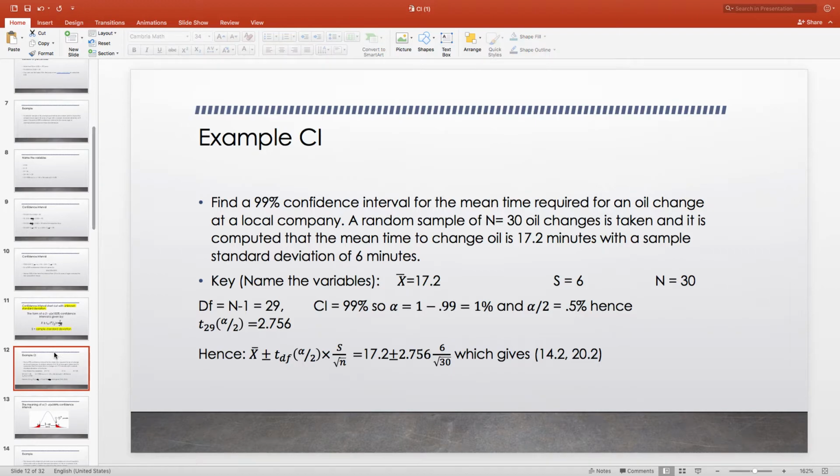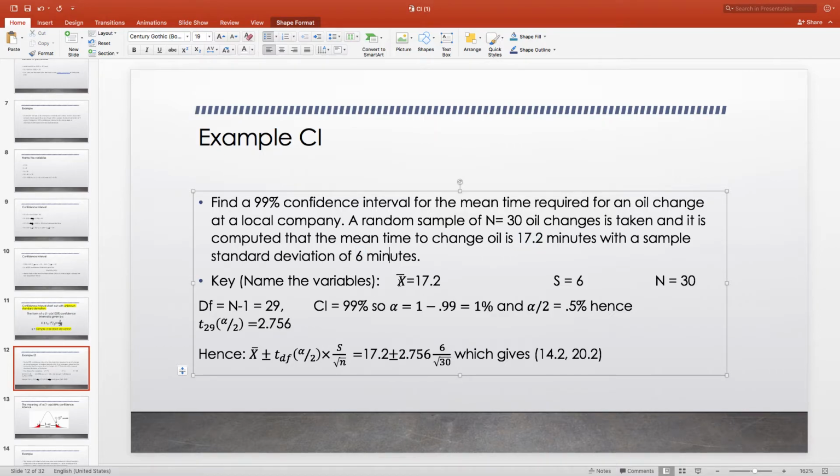Let's work another example. Let's find a 99% confidence interval for the mean time required for an oil change at a local company. Okay. So for quality control reasons, you want to know how fast you can change oil, how many cars you can fit in a given day. And so we're going to take a random sample of n equal to 30 oil changes, and we're going to compute the sample average mean, which is 17.2. And the sample standard deviation is 6 minutes.